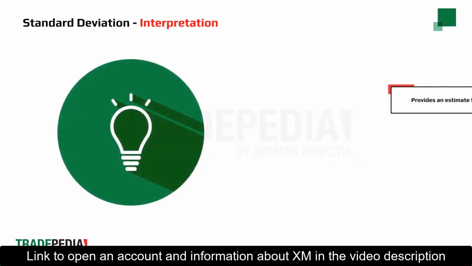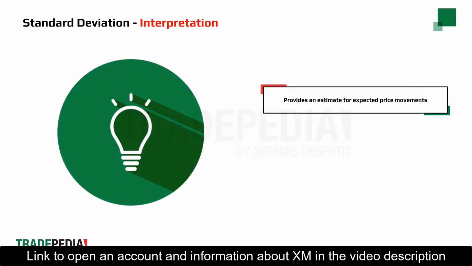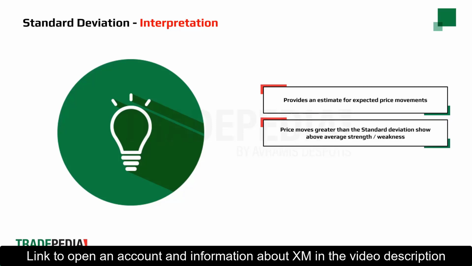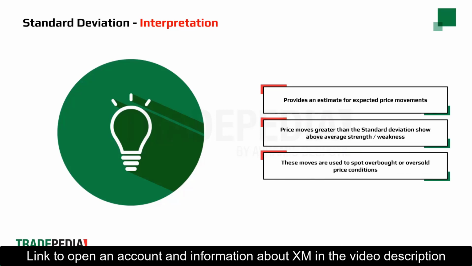Standard deviation provides an estimate for expected price movements and hence the risk of a security. Price moves greater than the standard deviation show above average strength or weakness. These moves are used to spot overbought or oversold price conditions.